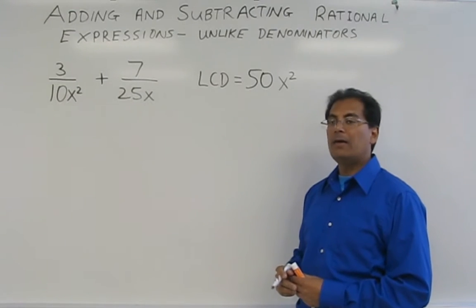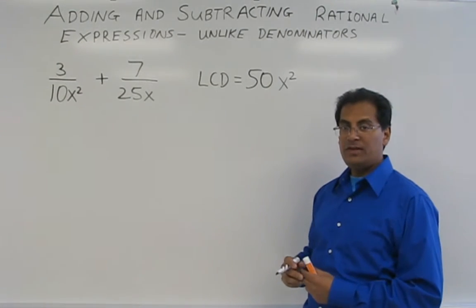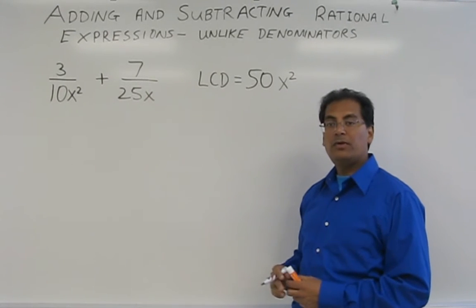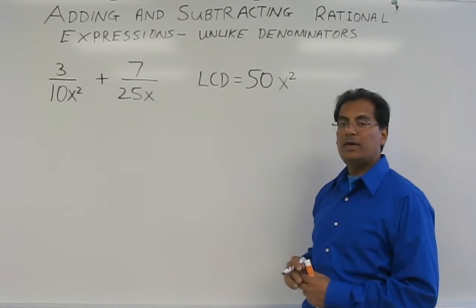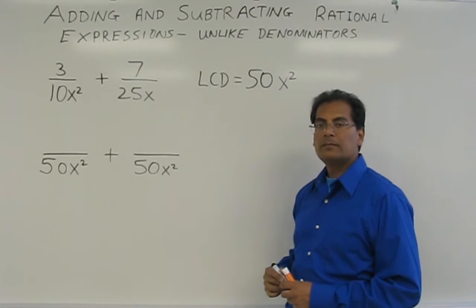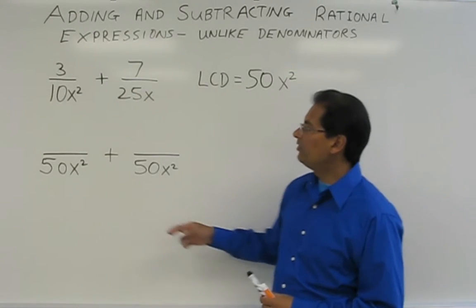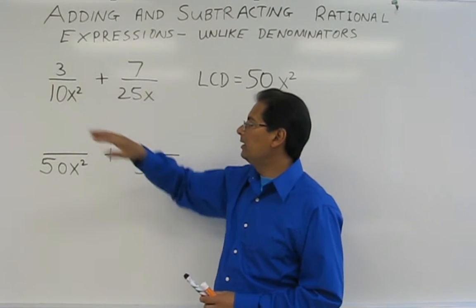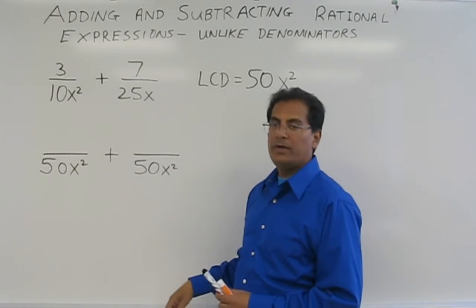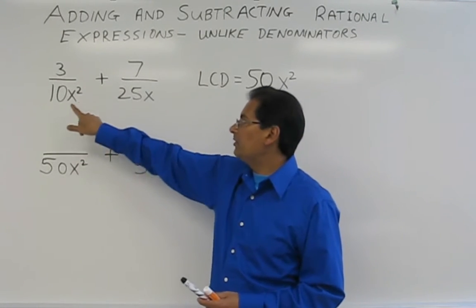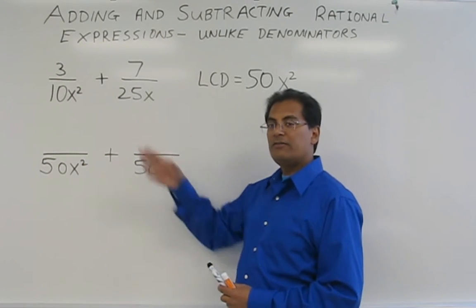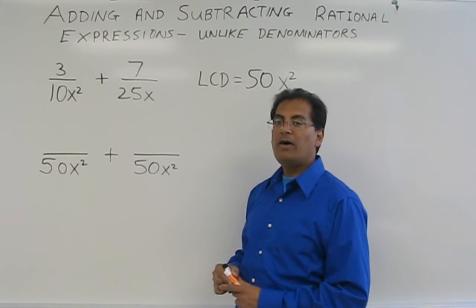So the next step now, once we have our LCD of 50x squared, is to write these two fractions as equivalent fractions with 50x squared as the denominator. Once we have that, we see what we should multiply this fraction 3 over 10x squared by to get something over 50x squared. Well, 10x squared times 5 gives me 50x squared, so therefore I have to multiply both top and bottom by 5.